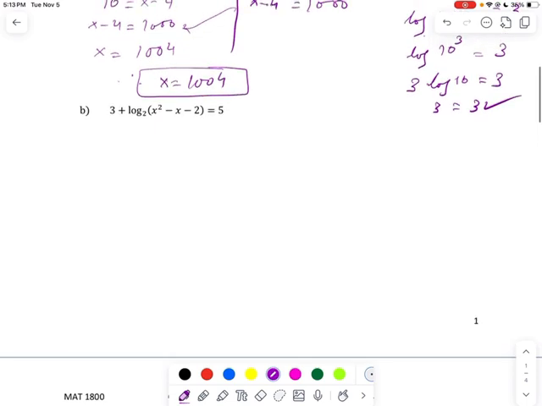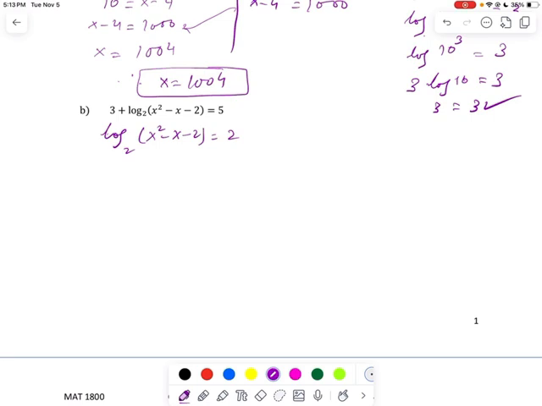Looking at the next equation, this is not isolated, so first we have to isolate. So what would we do? In this case, we subtract 3. So our basic algebra, subtracting 3 will give me 2 on the right hand side.